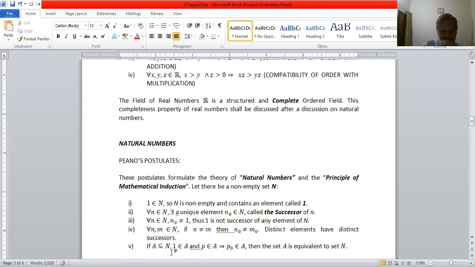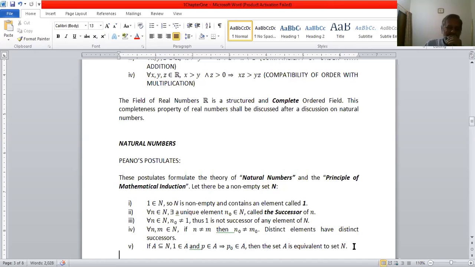And the very interesting property, अगर मैं सेट ऑफ नेचुरल नंबर्स का कोई सबसेट ले लूं A, और इस सबसेट की प्रॉपर्टी क्या हो कि इस सबसेट में 1 शामिल हो. उसके अलावा इस सबसेट की एक प्रॉपर्टी ये है कि अगर कोई नंबर p सेट A में है, and that implies कि उसका सक्सेसर भी A में है, तो फिर सेट A जो है वो इक्विवेलेंट टू सेट N हो जाएगा. सर ये बात वापस समझा दें.